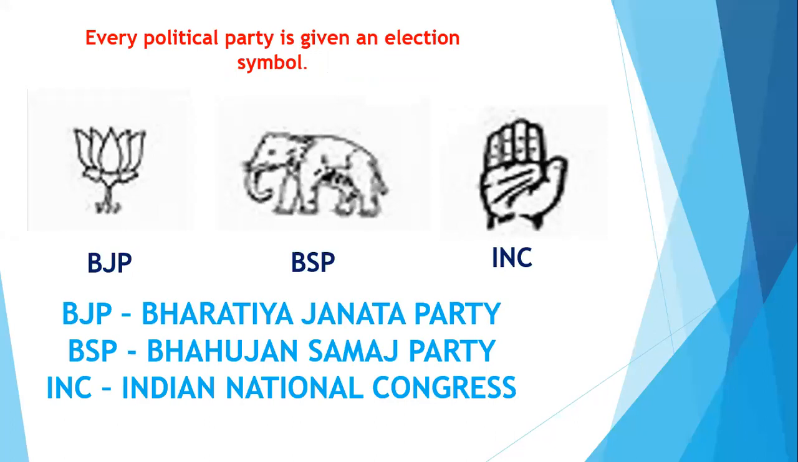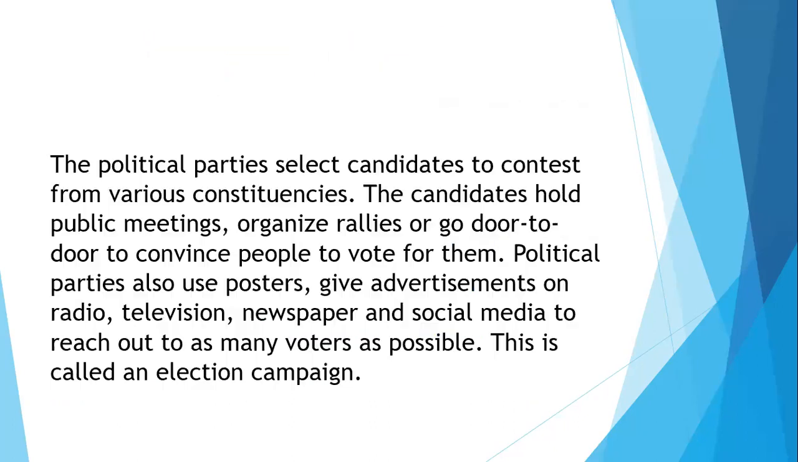Every political party is given an election symbol. BJP is one of them, BSP is the second, and INC is the third. Here I have mentioned only 3 of the political parties and symbols. In Google, if you search, you can get many more. BJP, full form is Bharatiya Janata Party, BSP, Bahujan Samaj Party, INC, Indian National Congress.